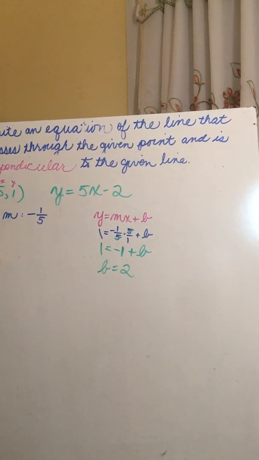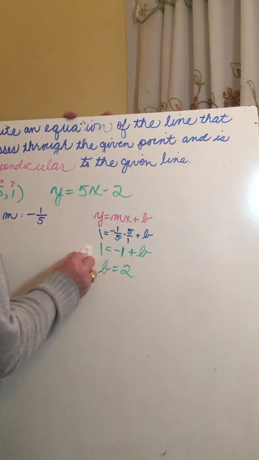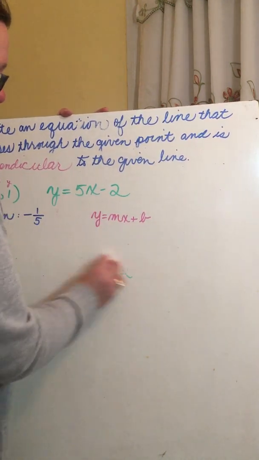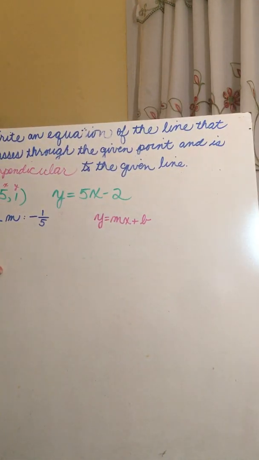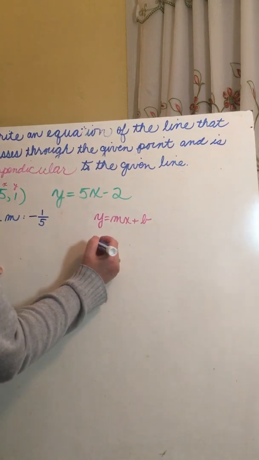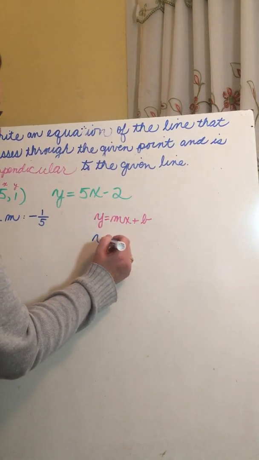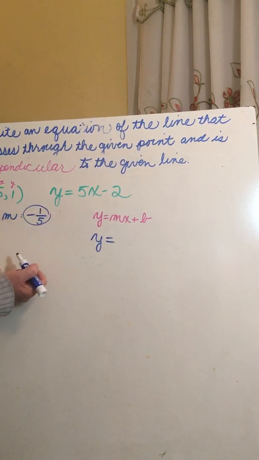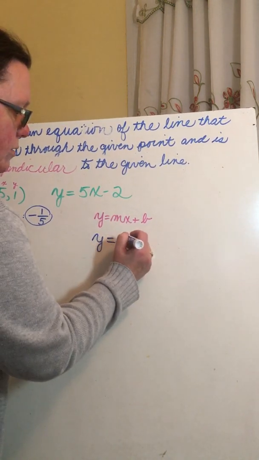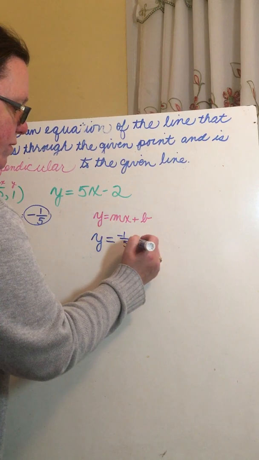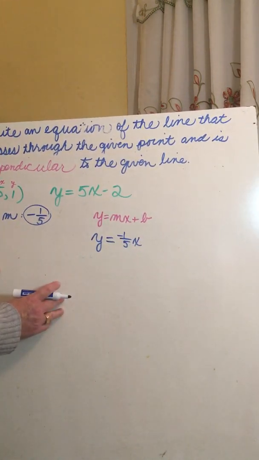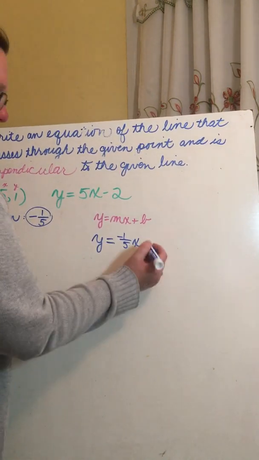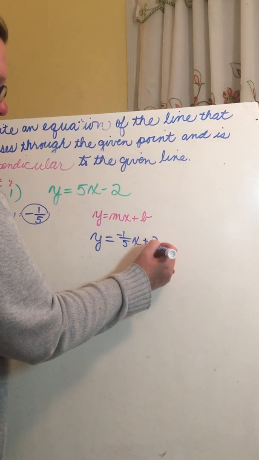And so what that means for us is, because now we have to write our equation, the equation of the line is y equals, we have to remember to use our new perpendicular slope, so negative 1/5 x, and we said our y-intercept is positive 2, plus 2.